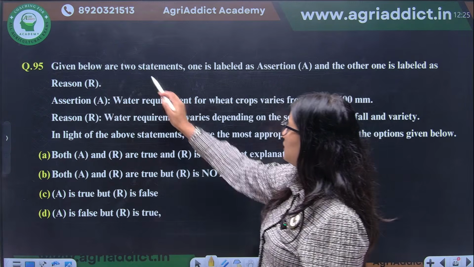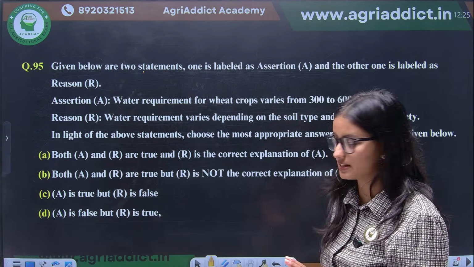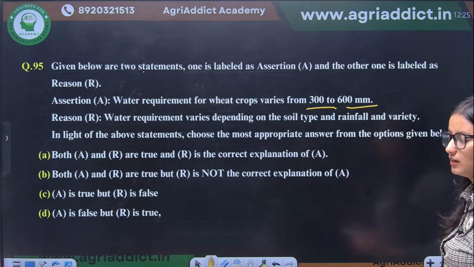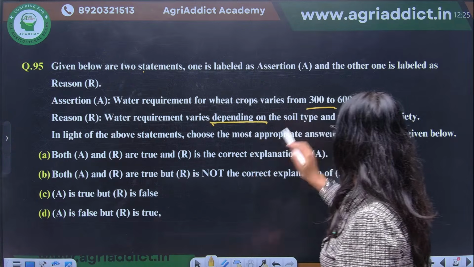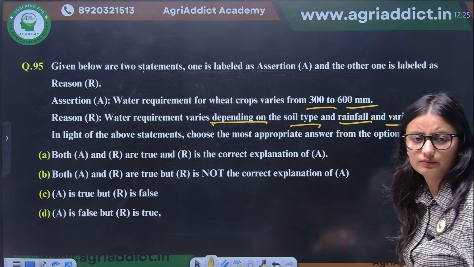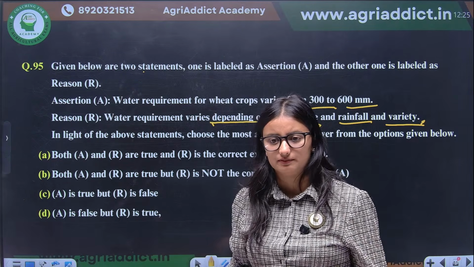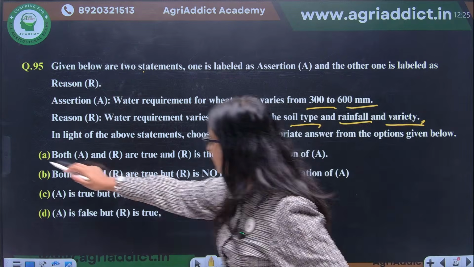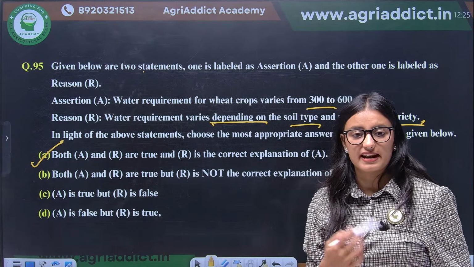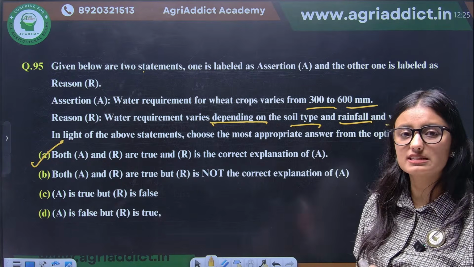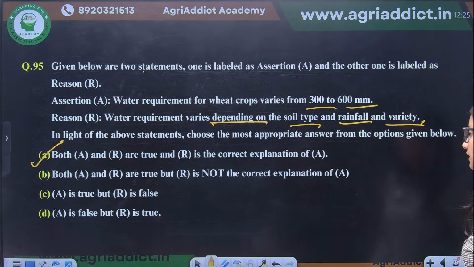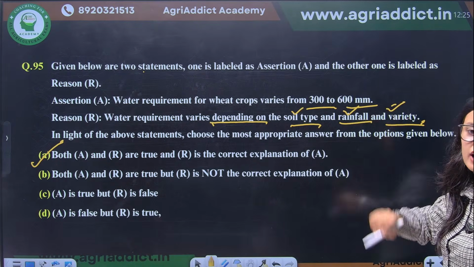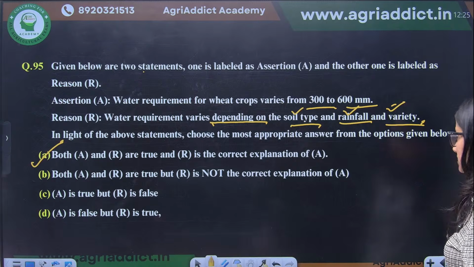Next is given below are two statements. We have one assertion, other is reason. So what is assertion? Water requirement for wheat crop varies from 300 to 600 mm. Okay, and water requirement varies depending on soil type, rainfall and variety. Is it true? Both the statements are correct or not? Anyone? So both the statements are true and reason is the correct explanation of assertion. Yes, very good. A is the correct answer. That both the statements are correct. कि जो हमारा water requirement है वो mainly depend करता है हमारे soil type पे, rainfall पे and variety we are using. Okay, let's move to the next one.